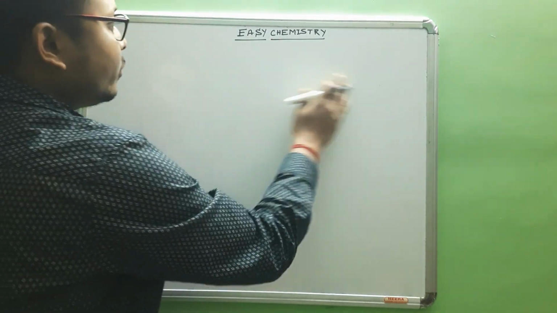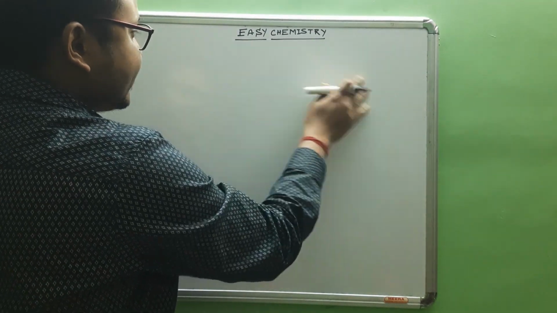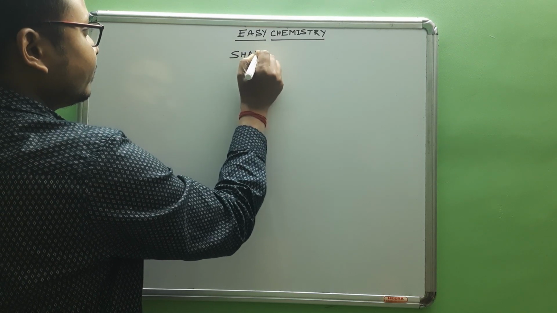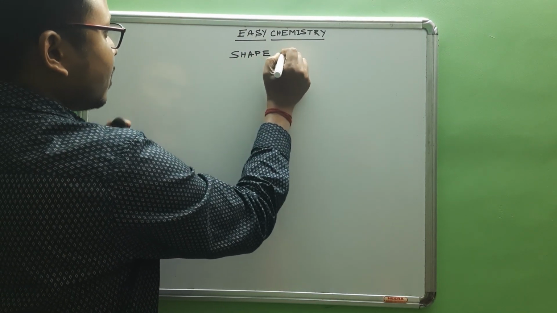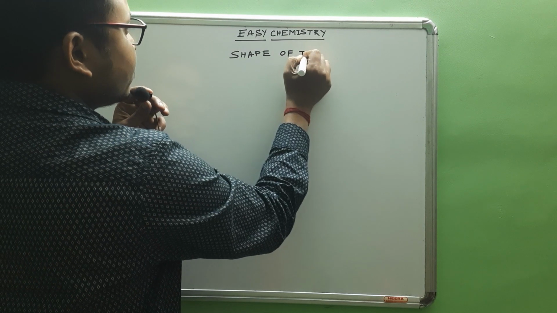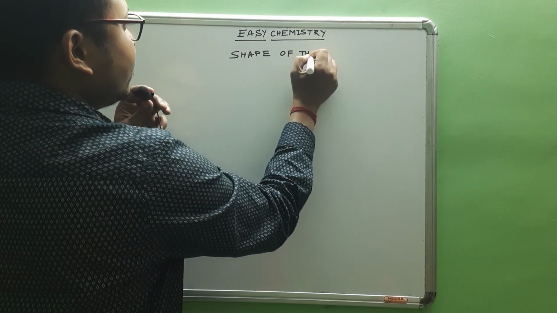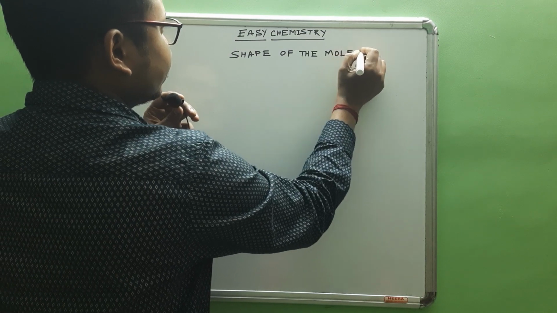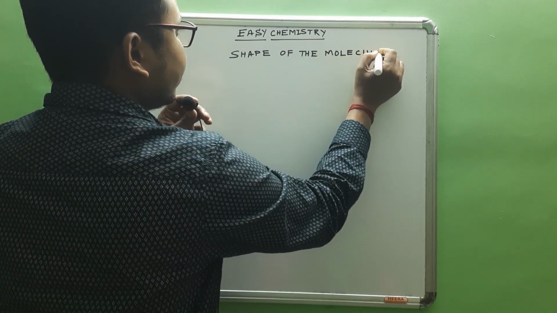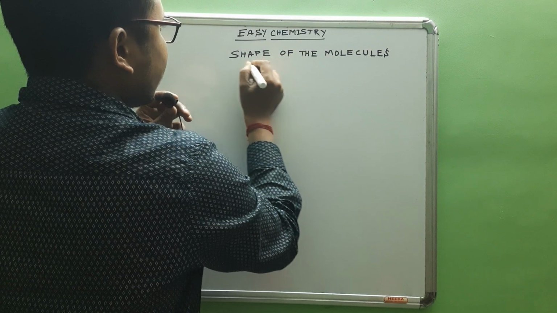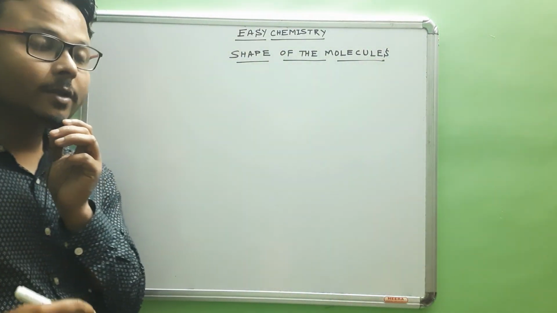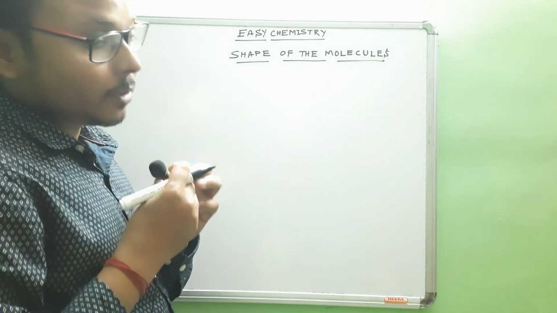And today we are going to discuss the shape of the molecule. Shape of the molecules. And to know what is the shape of the molecule, you should derive the hybridization of the central atom.